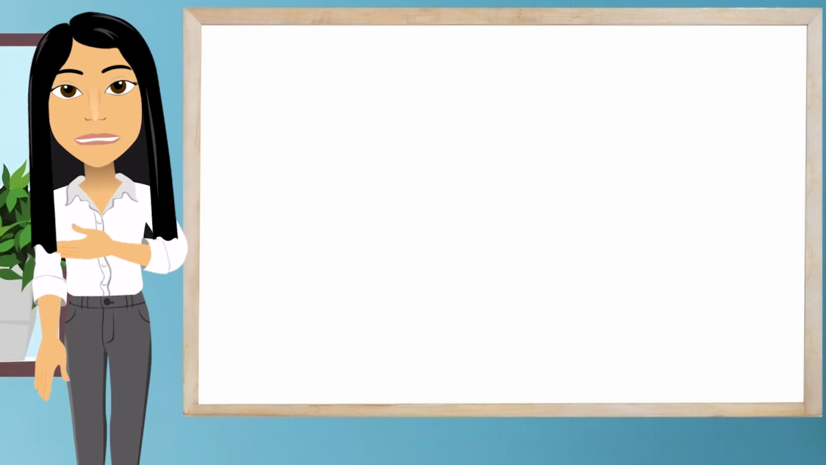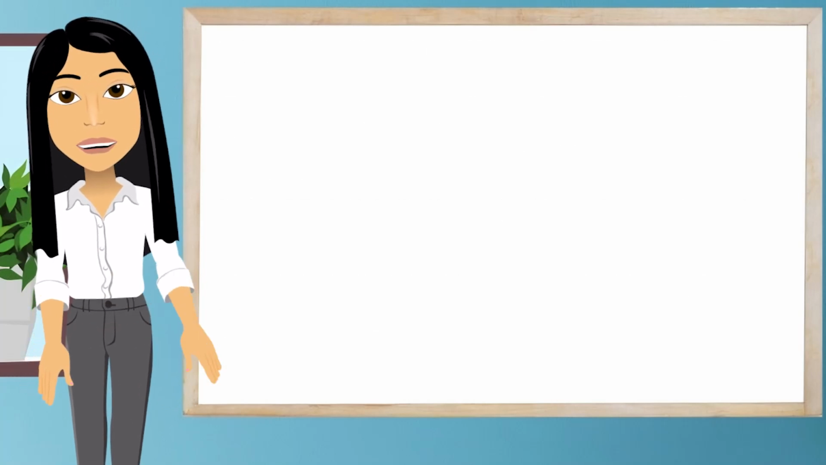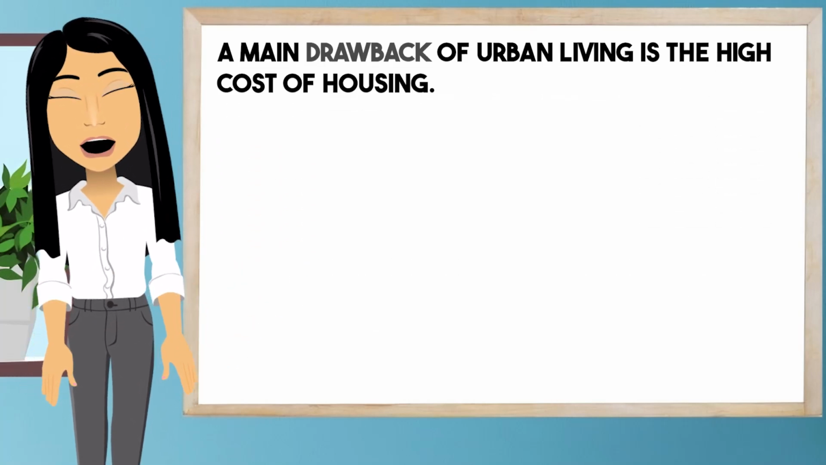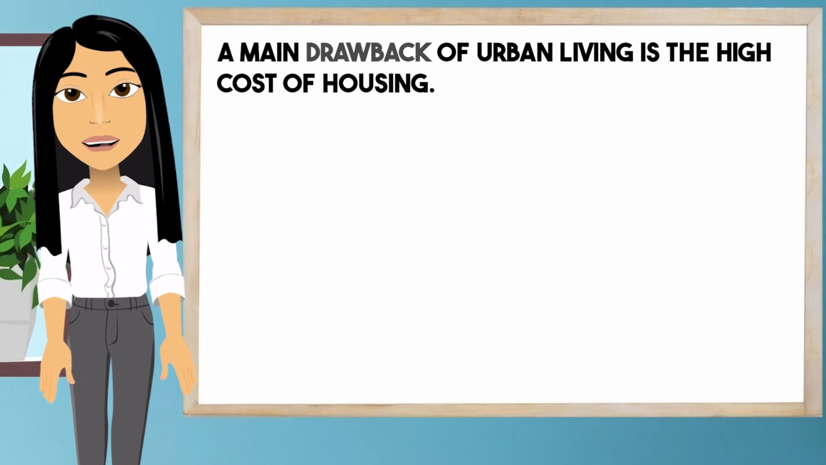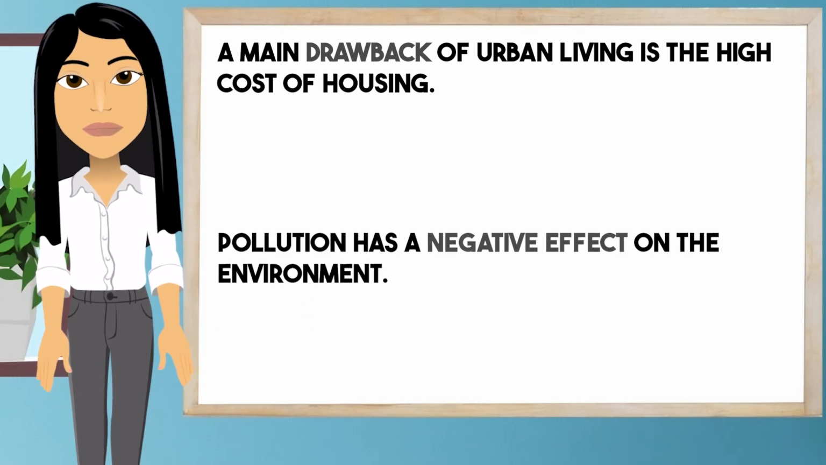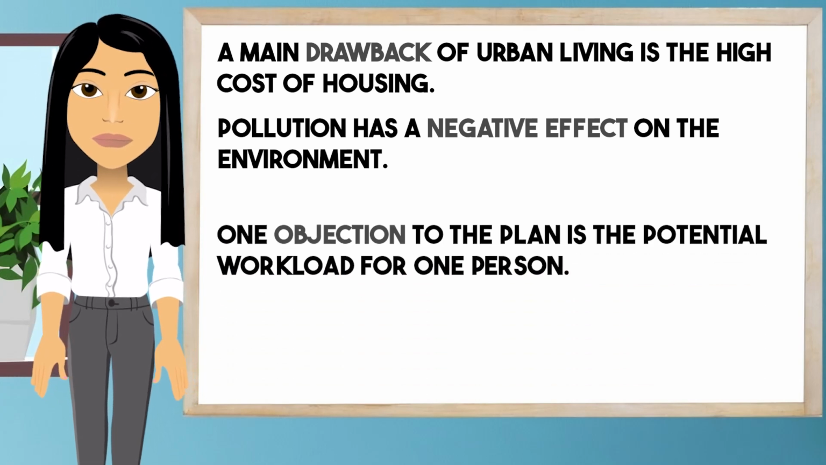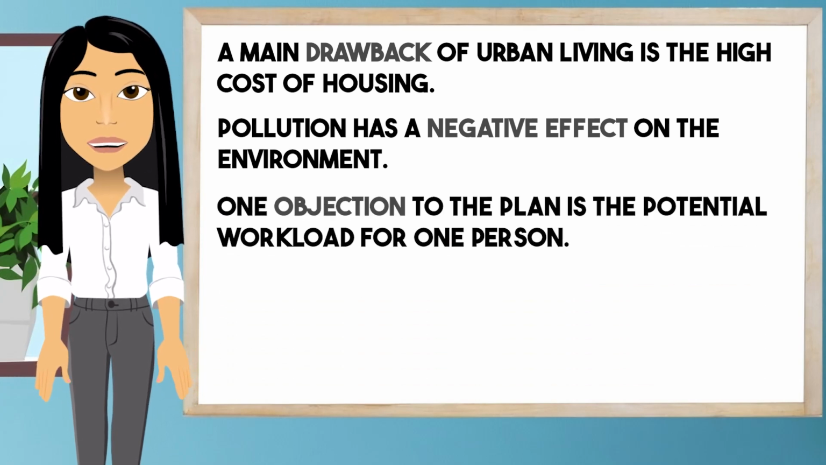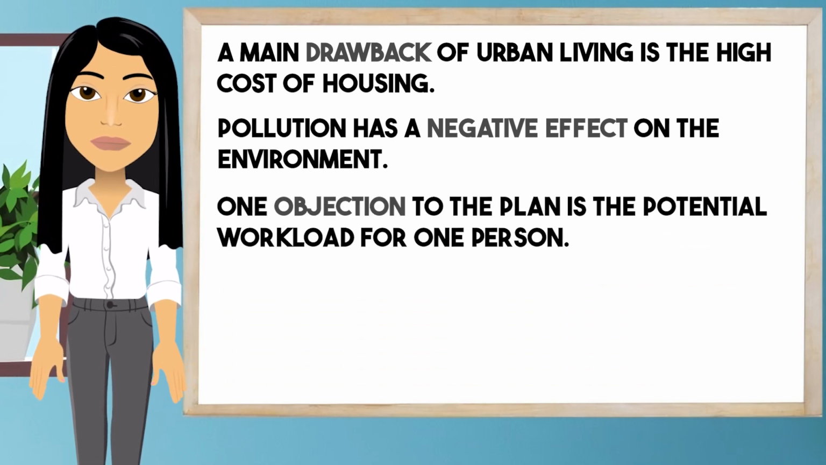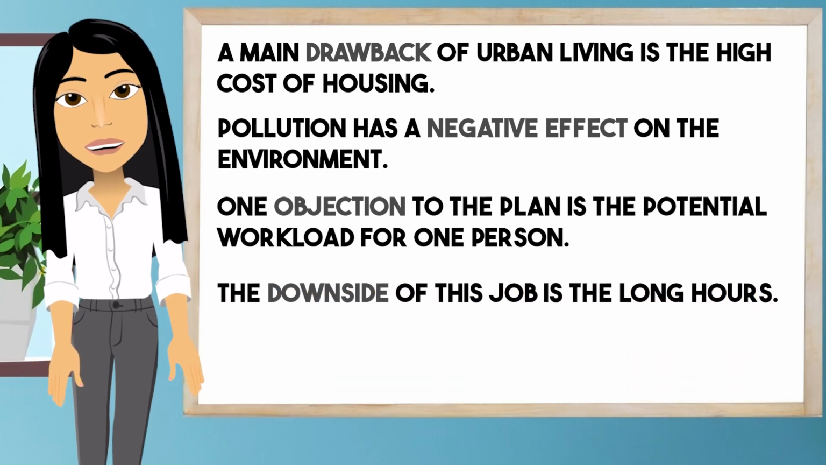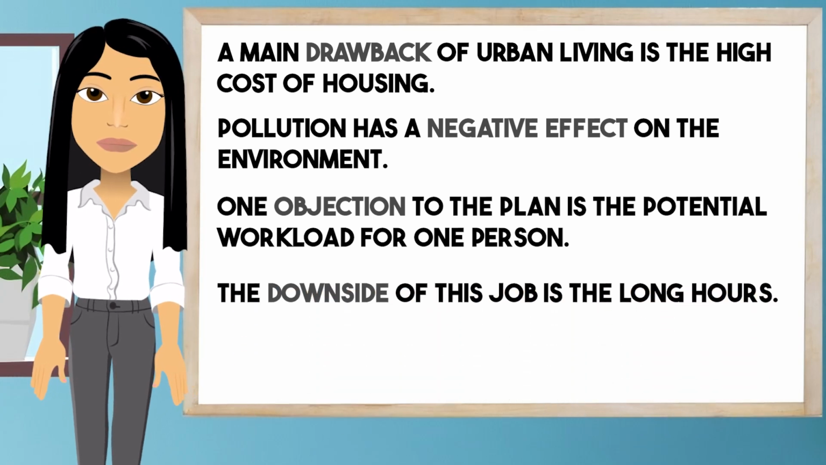As for words to use instead of disadvantage, here are some examples. A main drawback of urban living is the high cost of housing. Pollution has a negative effect on the environment. One objection to the plan is the potential workload for one person. The downside of this job is the long hours.